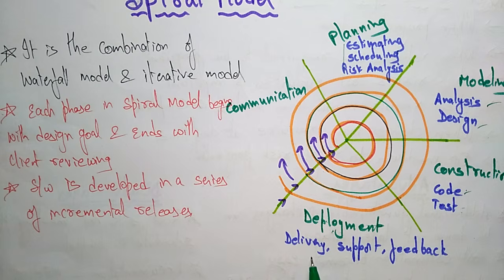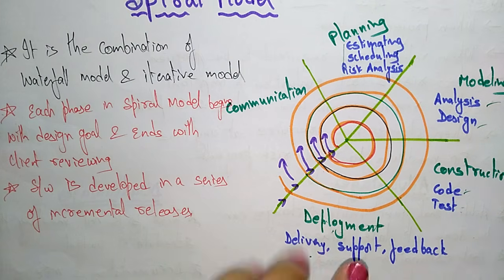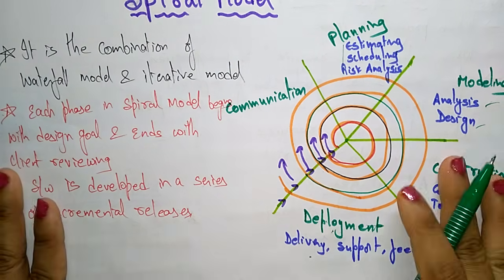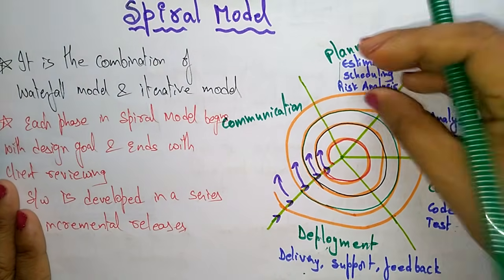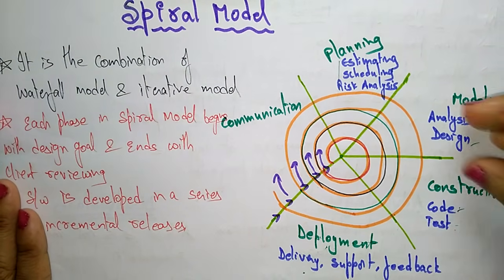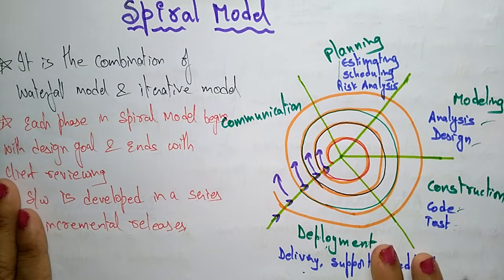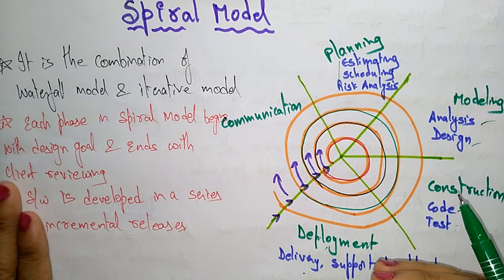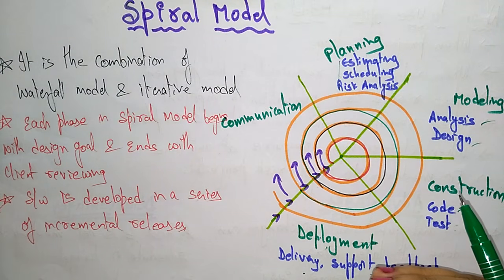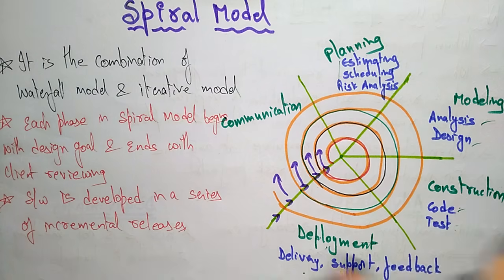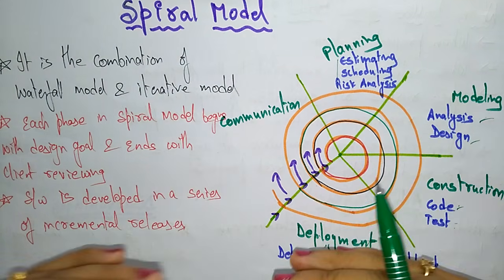In the deployment phase you have the delivery of the project and the support if the customer needs any. Regarding the project, if there is any support requirement, the developers have to provide it, along with collecting feedback from the customers. These are the different phases: planning, modeling, construction, deployment and communication. Whatever model you have taken, these phases will come. But in the spiral model, the software is developed in a series of incremental releases, meaning once it is released, another increment follows.